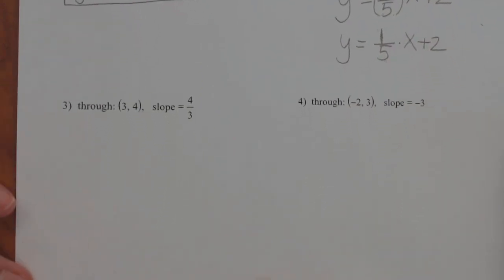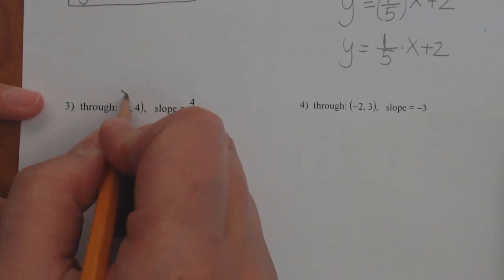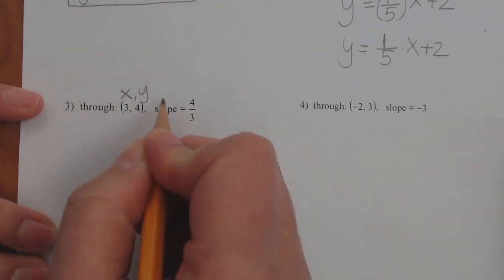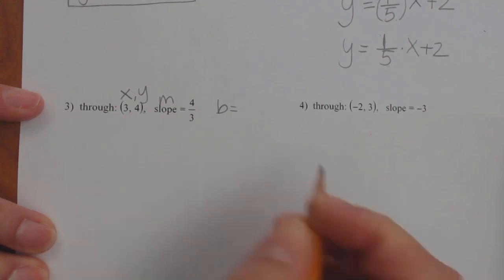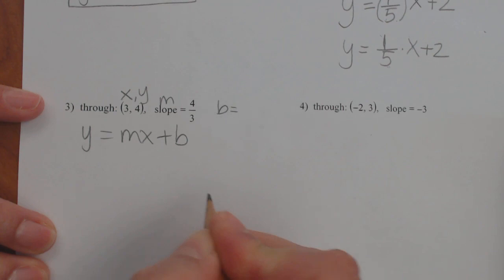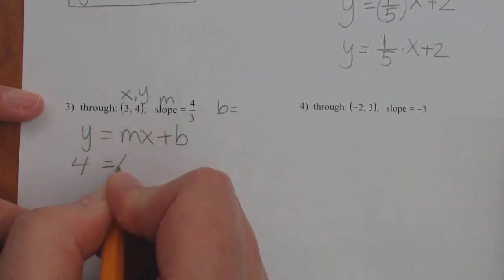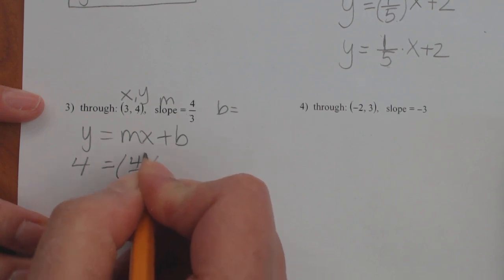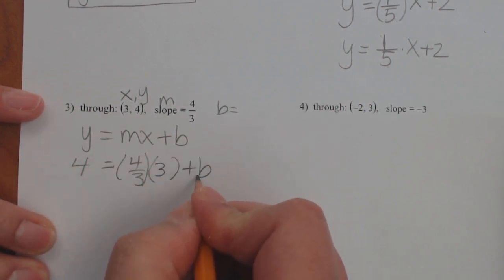Okay, 2 more and then we'll be finished. So here we go, number 3, through the point (x, y) = (3, 4) with the slope m. We do not have b, and that's what we're going to need to find. So we're going to manipulate this formula by substituting what we have in. y is 4 equals m is 4/3, x is 3 plus b.